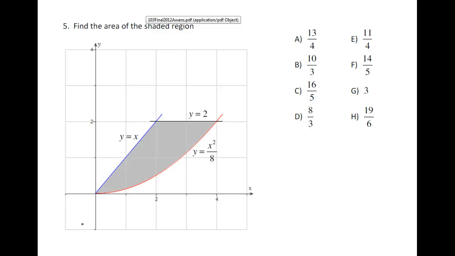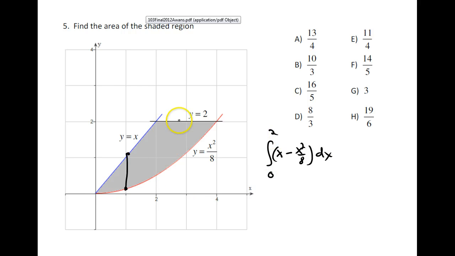Find the area of the shaded region. Okay, it's the area between curves. It's the upper curve minus the lower curve. At first, it is x minus x squared over 8, so long as you're between 0 and 2.